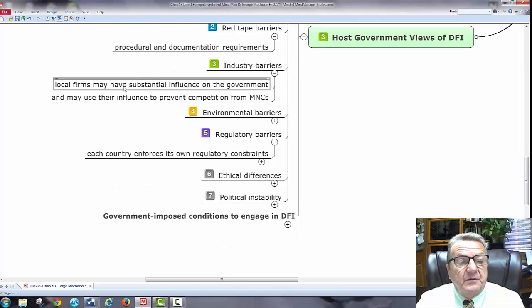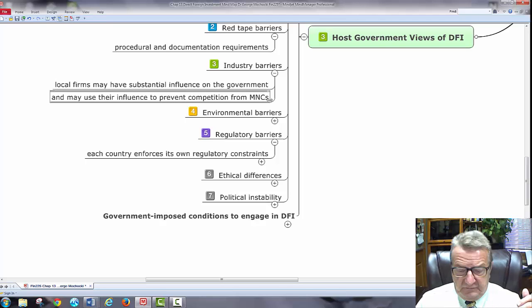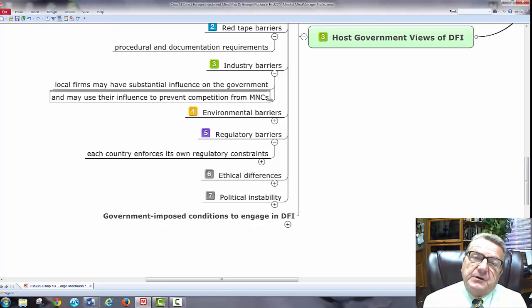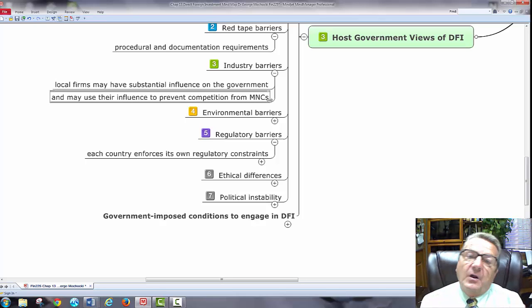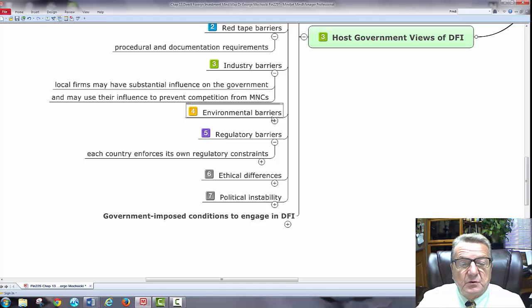Local firms may have substantial influence on the government and may use their influence to prevent competition from MNCs. That's why an MNC, a lot of times if I'm looking at the marketing strategy or the production strategy, will go in there and open up facilities there. So when they're coming up with a new regulation for new technology, they are part of the design for the regulation. So all other companies coming in there have to at least meet the regulation that you already designed, because your process is part of the development of those regulations and rules.